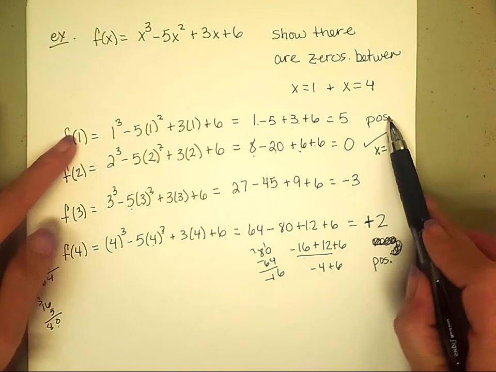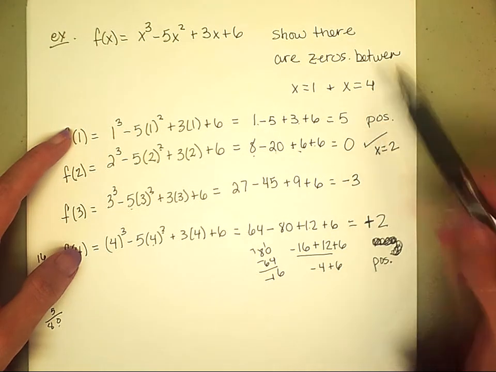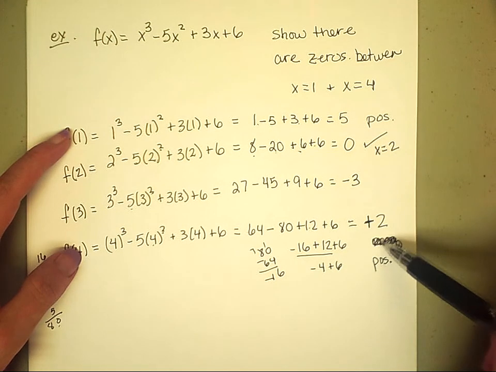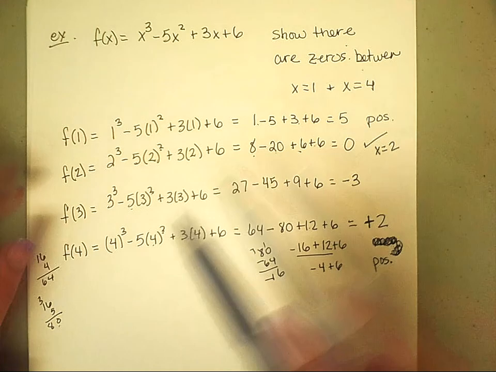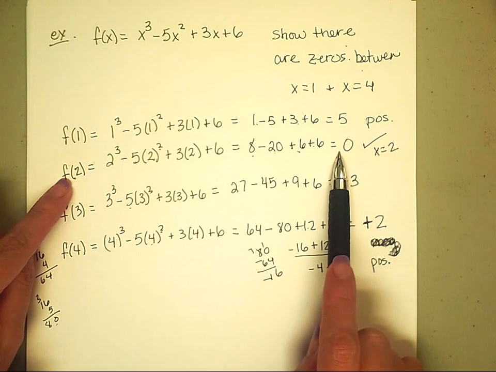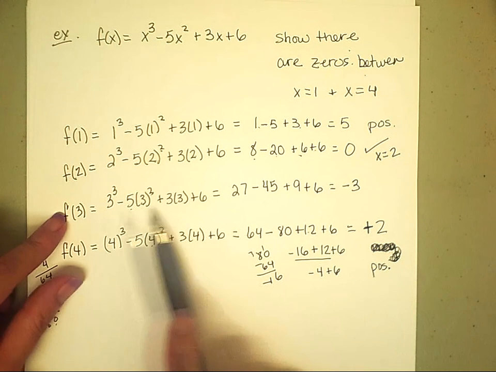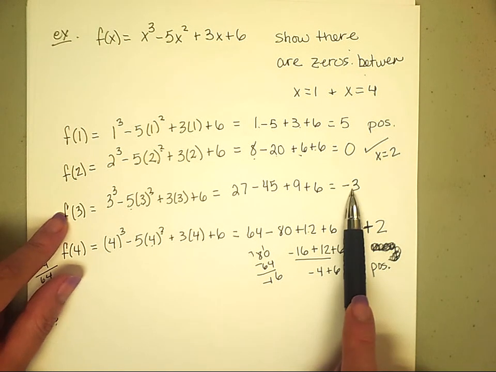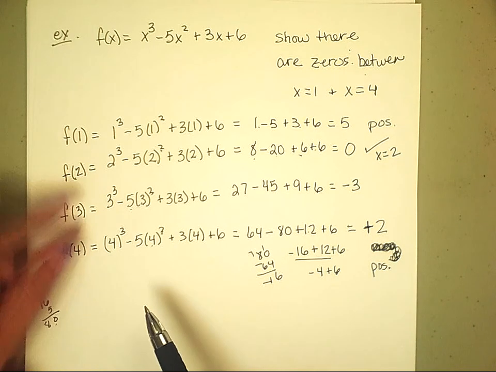Okay. So, at f of 1 it's positive, and f of 4 it's positive as well. And if we're supposed to show zeros, our intermediate value theorem doesn't say anything about the same signs. But we were told to show it. So then we can evaluate 2, and we find there is a 0. We just got lucky with that. And then we evaluate 3, and find out it's negative 3.